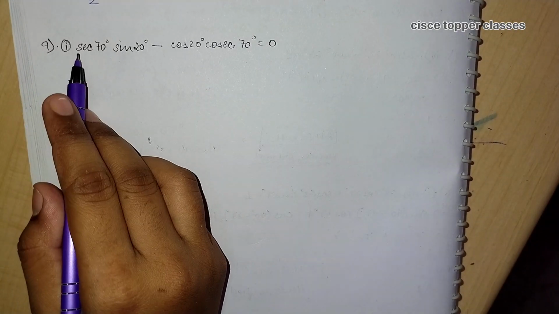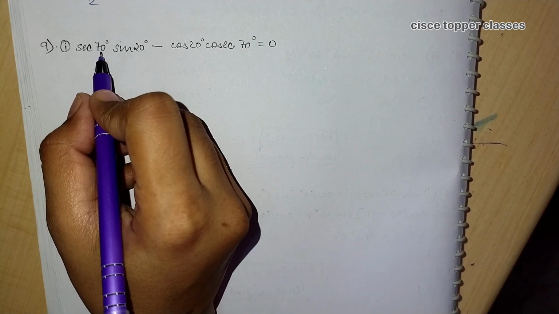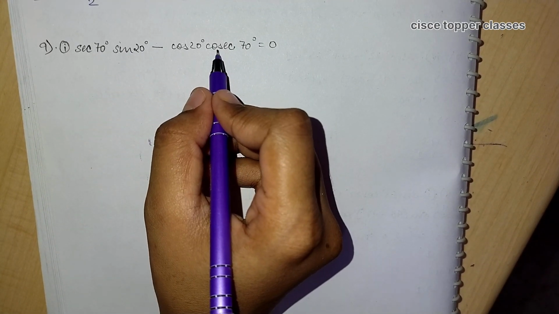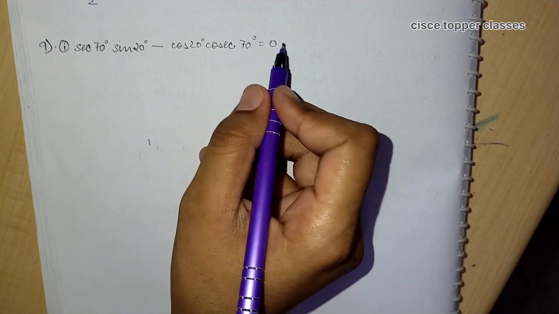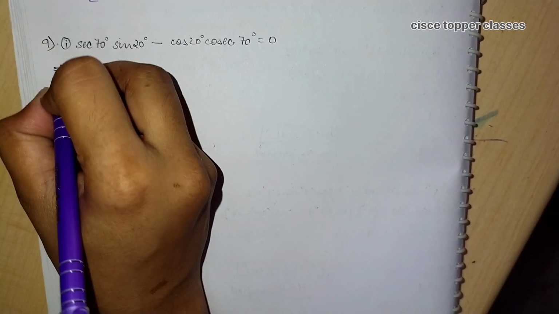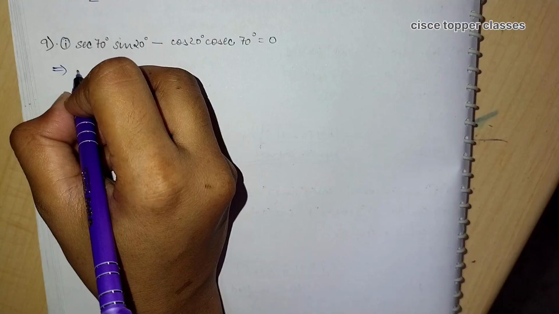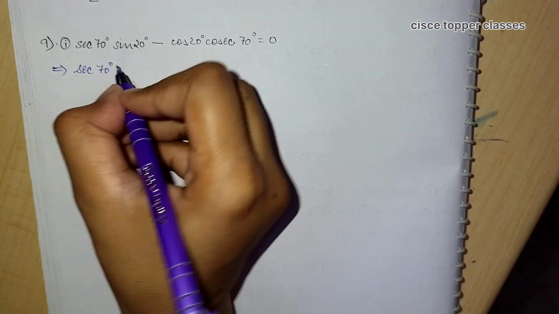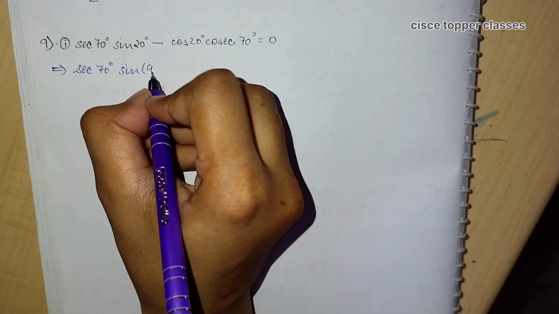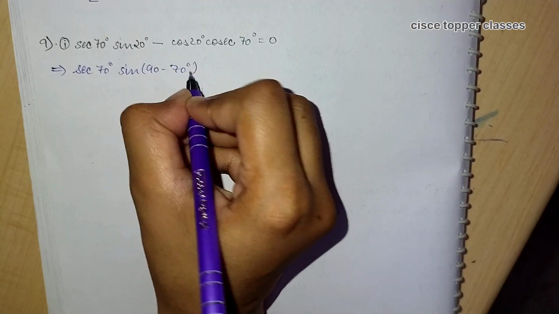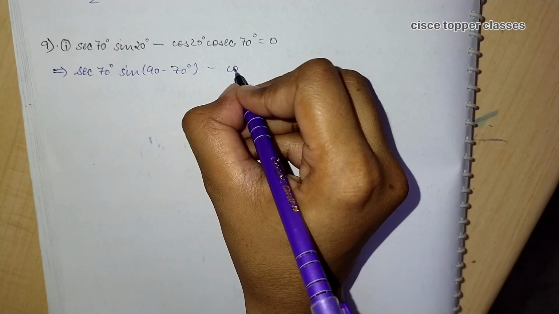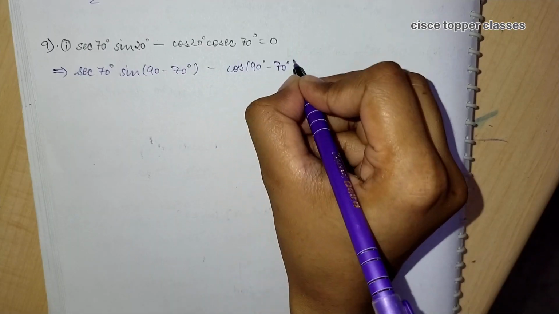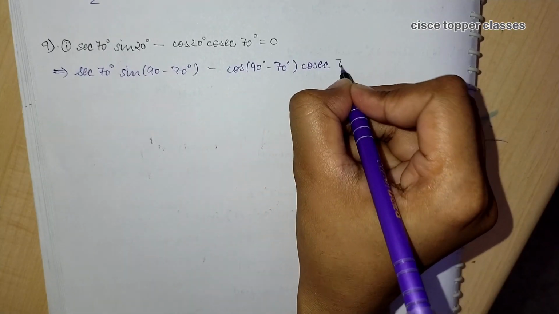Solve your question number 9 first part. We have to prove that sec 70 degree sin 20 degree minus cos 20 degree into cosec 70 degree is equal to 0. So here we will convert sin 20 degree to sin (90 minus 70) and cos 20 degree to cos (90 minus 70), with cosec 70 degree as it is.